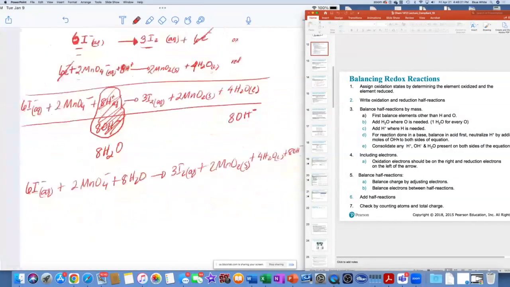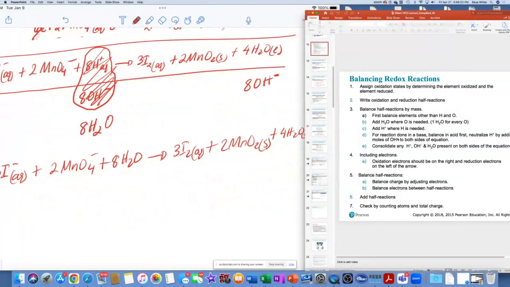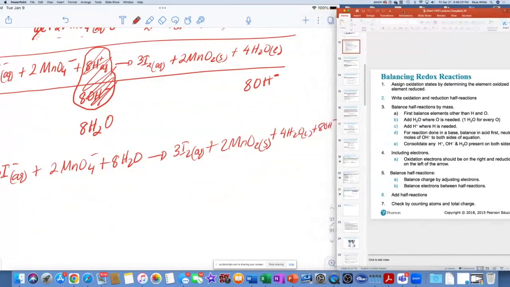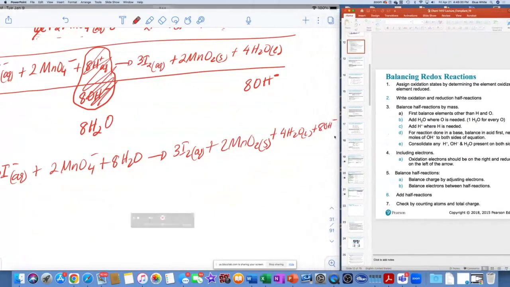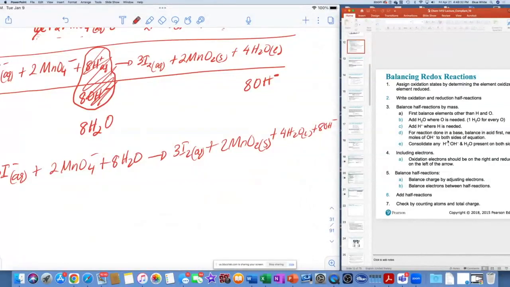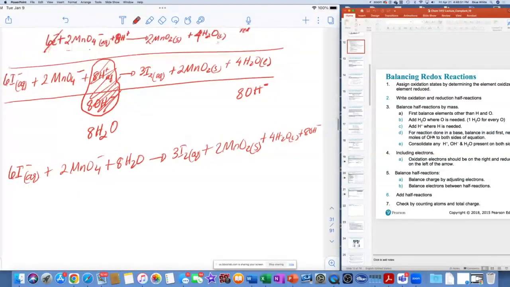Okay, so now that we have, oh, sorry, that step is out of the way. Now we have to consolidate any H plus, OH minus, and water present on both sides. So I'm still following the rules. I just interpreted part D differently by balancing all the way in acid first and then adding the OH to both sides. That's how I'm interpreting that rule.